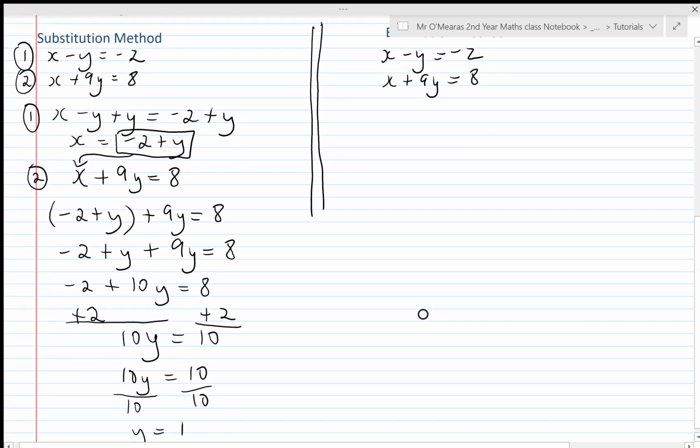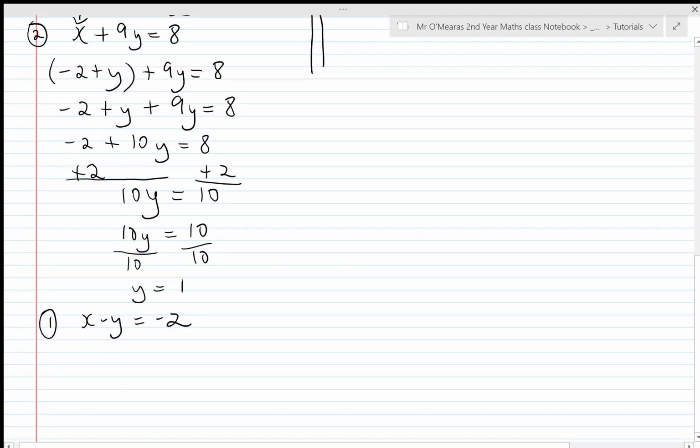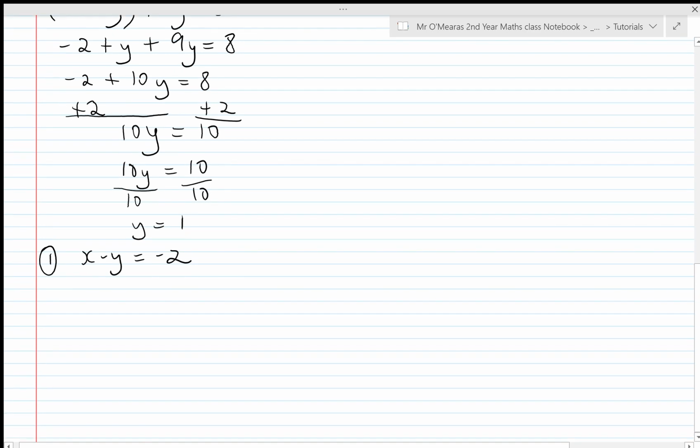So the method we use then is we basically look back at the original ones. x minus y equals minus 2. So we'll write out that one, the very first one, x minus y equals minus 2. Okay, you see that back up there? So we're taking that one.